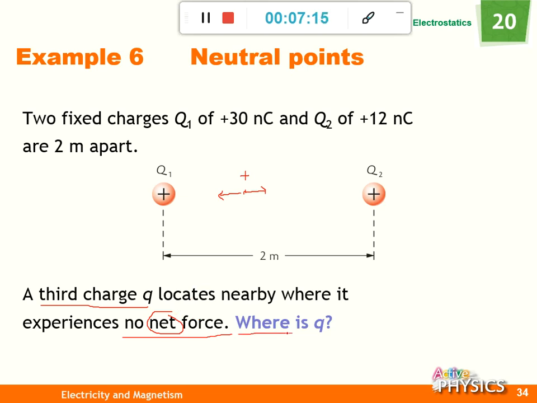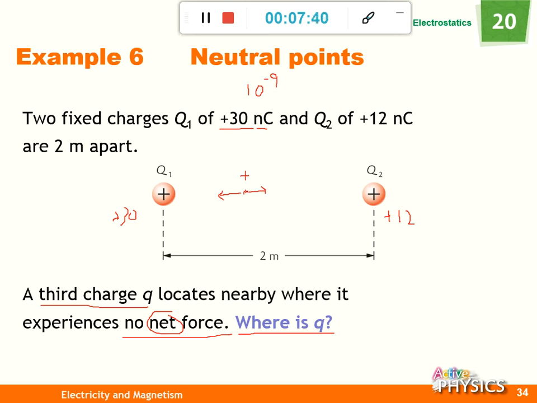Now, what's the question? Where is Q? Okay, maybe here, maybe here. We want to calculate. Okay, what's going on? Go back to here. This one is positive 30 nC. What's n? N means 10 to the power negative 9, quite small. This one is positive 12.